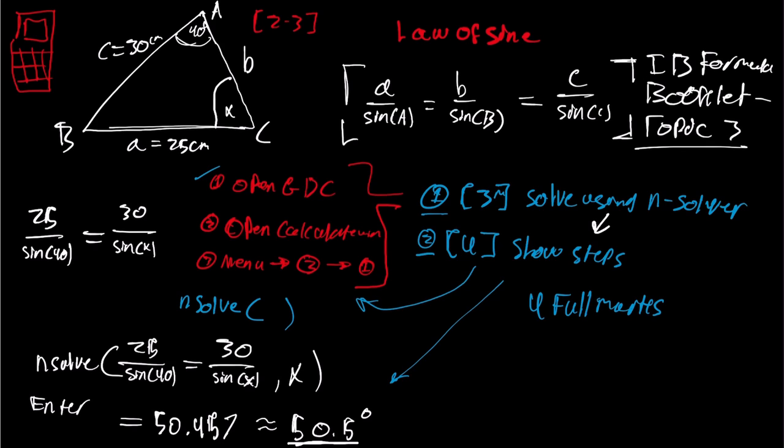So you get 1 mark for just saying open GDC, a second mark for open calculate, and a third mark, a method mark, for showing the steps going through menu, 3 and 1. And then giving your final answer, even with an incorrect decimal point, you will get 4 marks. So here I've just linked step 1 with step 2, and you will get 4 full marks.